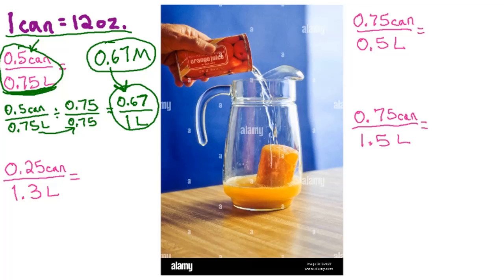0.25 cans in 1.3 liters of water. Well, if we divide both the top and the bottom by 1.3, we can get 1 liter of water.